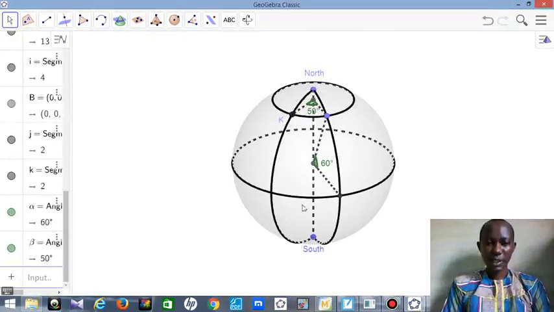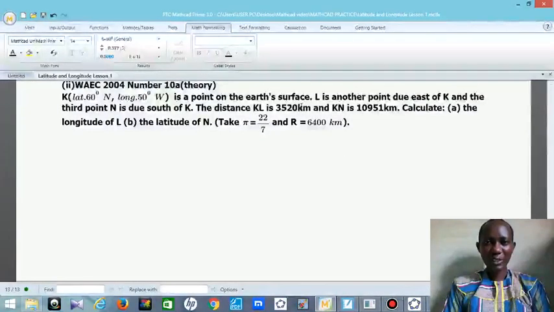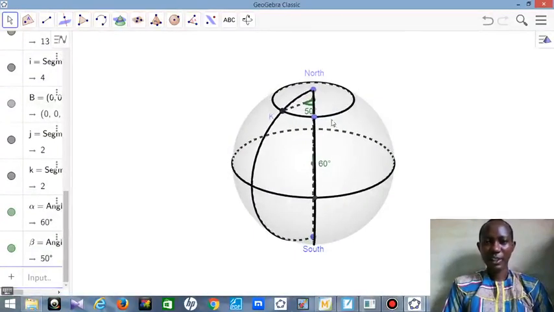So no problem with this. Then the other information in the question says L is another point due east of K. Due east, one piece of information you should take note of here is that if L is due east of K, that means east is on this side. This is east, this is west.